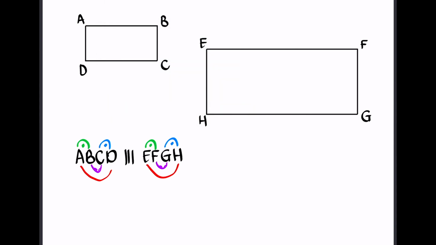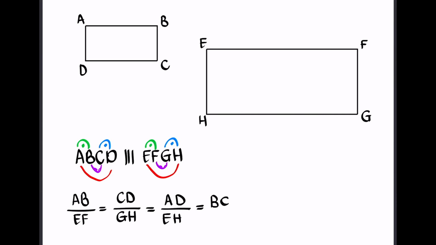So I would be able to say that AB over EF, which is the left eye, would be equal to CD over GH, which is the right eye, which will be equal to the smile, which is AD over EH, which would be equal to the nose, BC over FG.